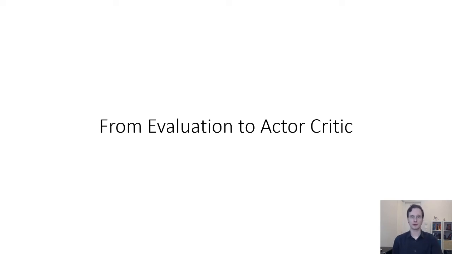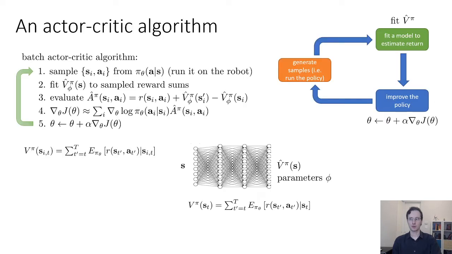All right, now that we've talked about policy evaluation and how value functions can be incorporated into the policy gradient, let's put these pieces together and construct an actor-critic reinforcement learning algorithm. So a basic batch actor-critic algorithm can look something like this. This is kind of based on the reinforce procedure before, but with some additional steps added.